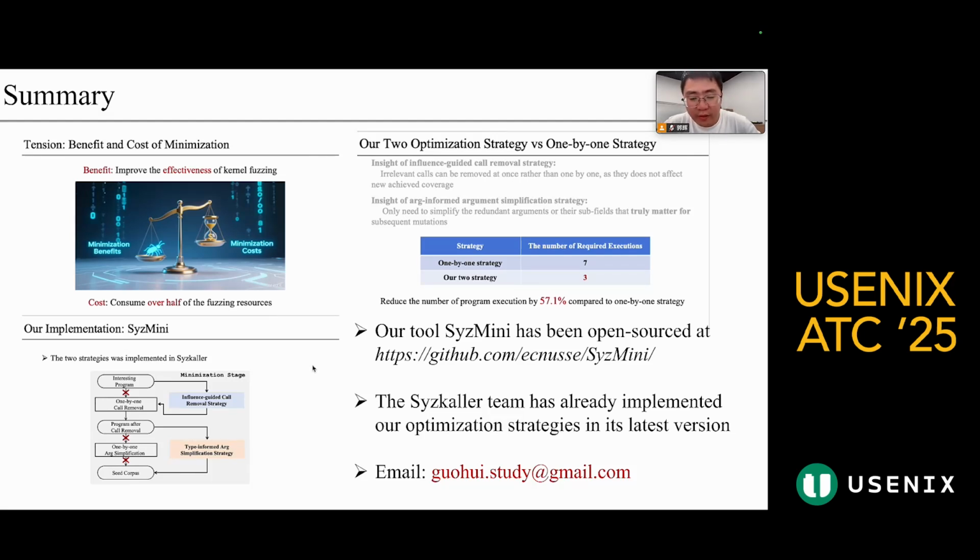Okay, finally, our tool SysMini has been open sourced at GitHub. Syzkaller has already implemented our optimization strategy in its latest version.